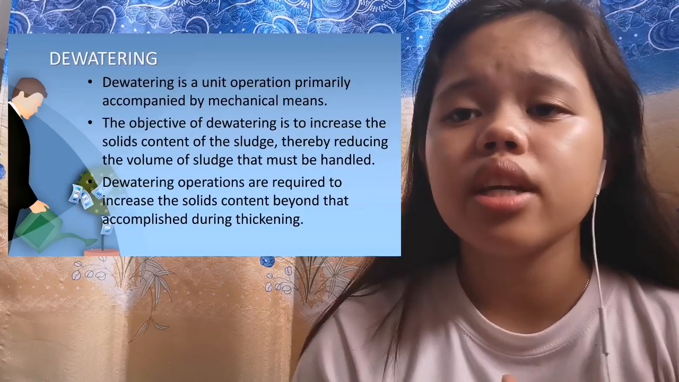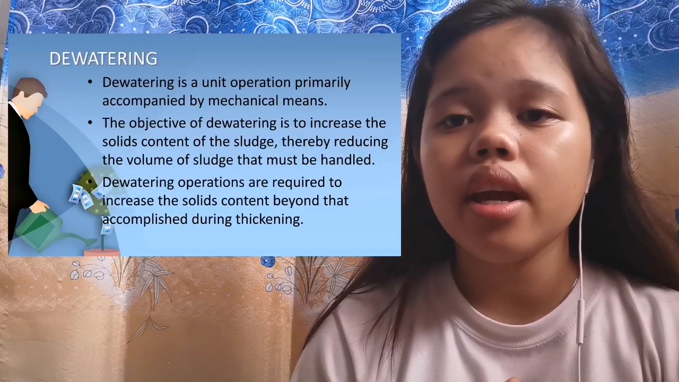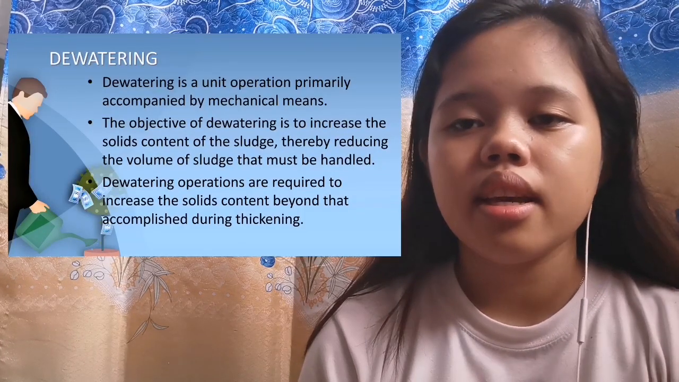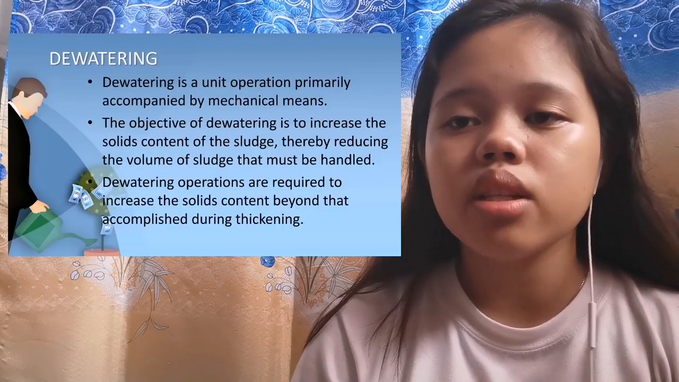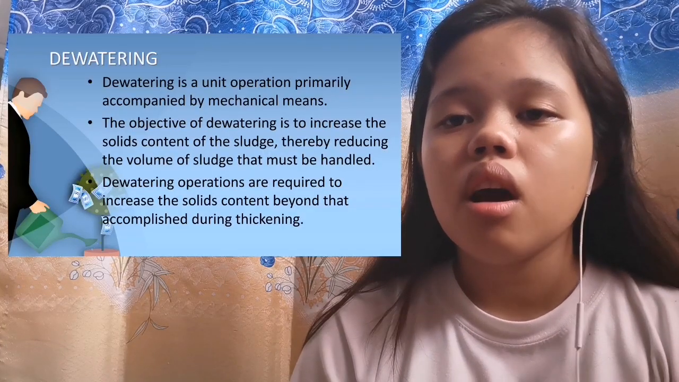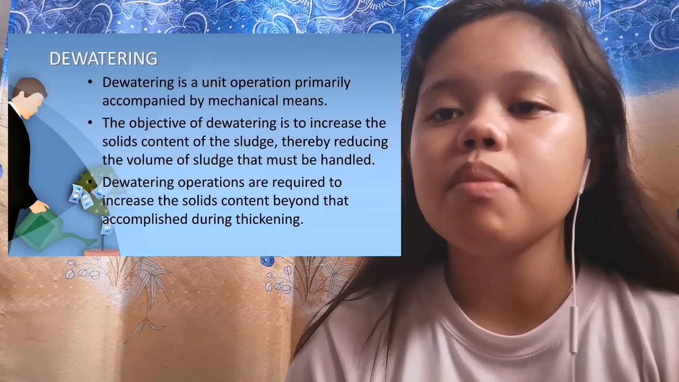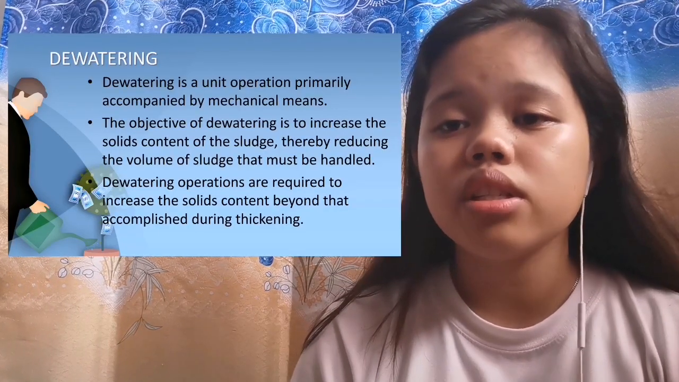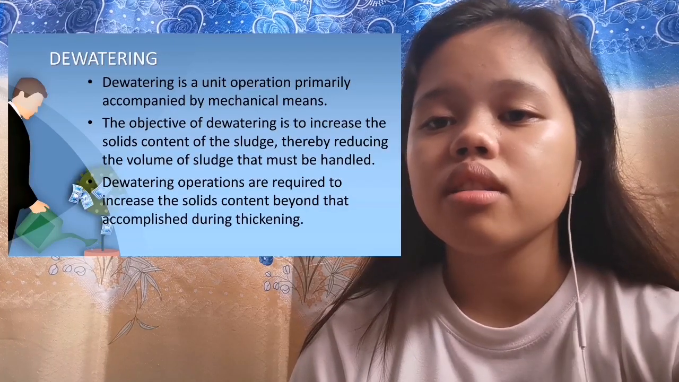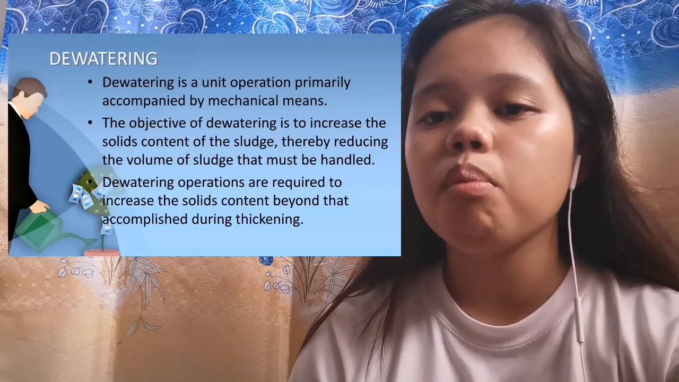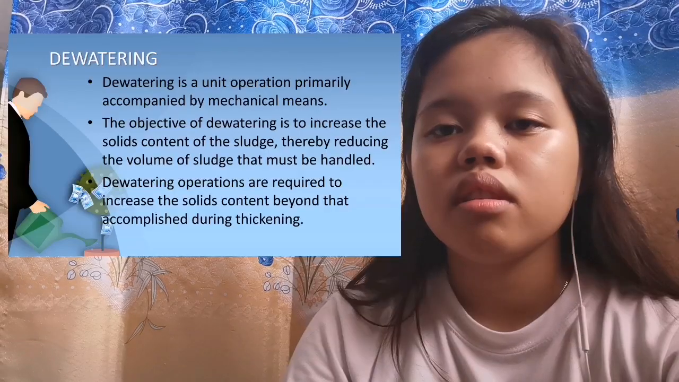Dewatering. Dewatering is a unit operation primarily accomplished by mechanical means. The objective of dewatering is to increase the solids content of the sludge, thereby reducing the volume of sludge that must be handled. Dewatering operations are required to increase the solids content beyond that accomplished during thickening.